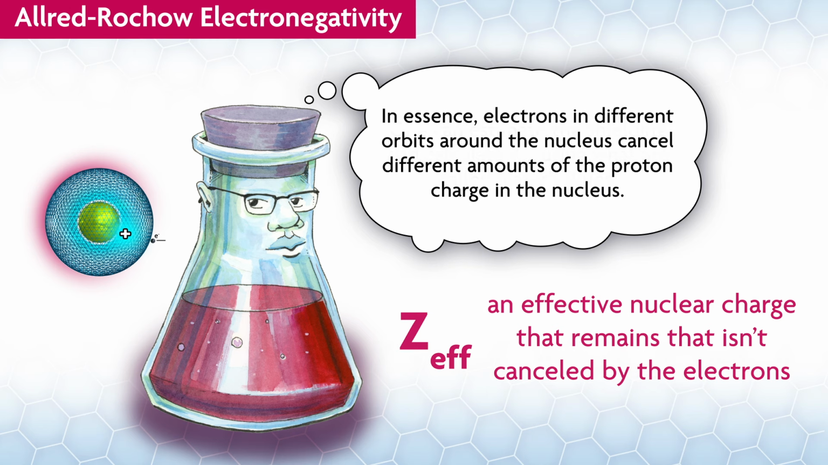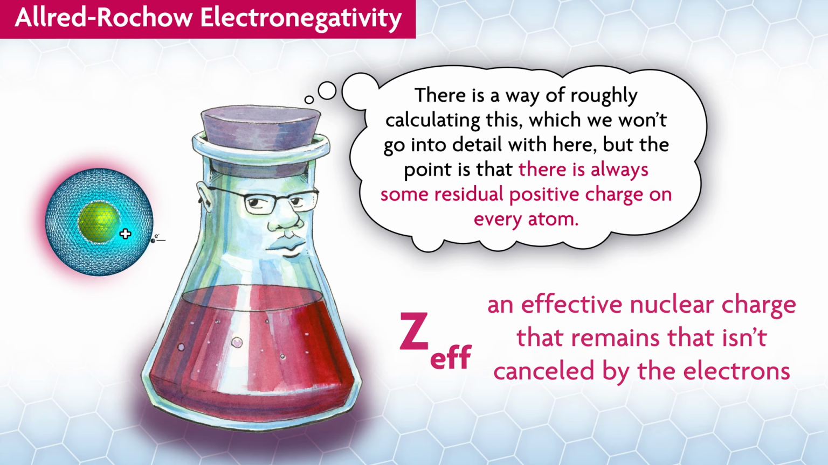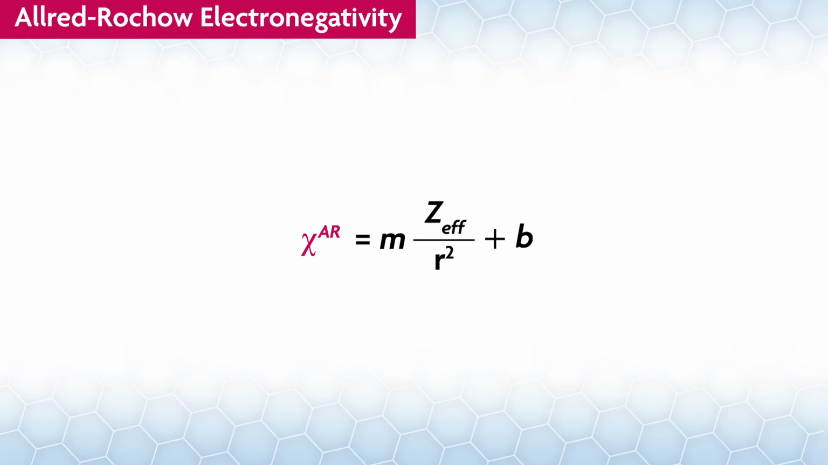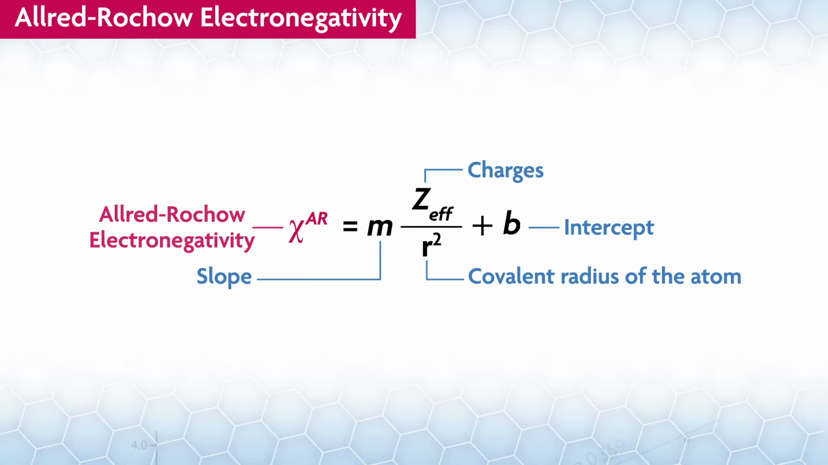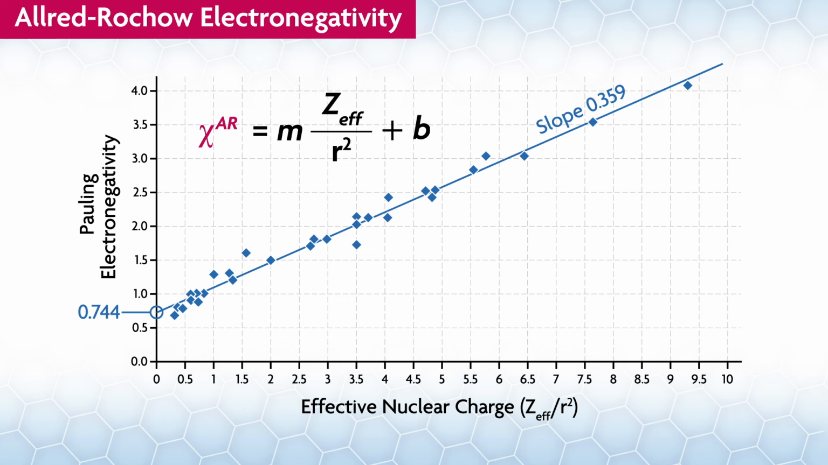In essence, the electrons in different orbits around the nucleus cancel different amounts of the proton charge in the nucleus. There's a way of roughly calculating this, which we won't go into in detail here, but the point is that there's always some residual positive charge on every atom. Then they took Pauling electronegativities and fit those to Z effective over R squared with the equation here, where m is the slope and b is the intercept. You get a very strong linear correlation with a slope equal to 0.359 and the intercept of 0.744.